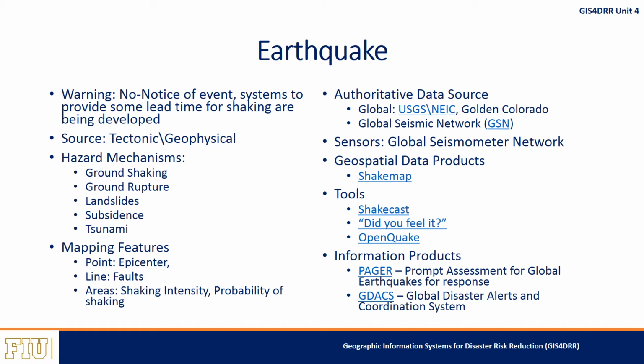It's a modeled expression of where shaking was likely to have occurred, and it's made from their global sensor network of seismographs and geospatial models that predict the propagation of energy from the epicenter, taking into account the geology of the impacted area. Click on the links in the slide to explore some information on shake maps and other earthquake-related data.